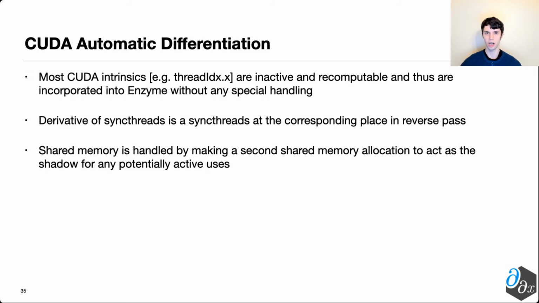From here, we can then talk about all of the different CUDA intrinsics, since we've now shown enough infrastructure to be able to differentiate all of them. Most of these CUDA intrinsics, such as the thread index and the likes, are actually inactive and inherently recomputable, and thus these are very easily directly incorporated into Enzyme without much additional special handling. As we showed earlier, the derivative of SyncThreads in particular is simply placing a new SyncThreads at the corresponding place in the reverse pass. Shared memory is a little bit special and requires handling by making a second shared memory allocation to act as the shadow or gradient accumulator for any potential active uses of the original shared memory.